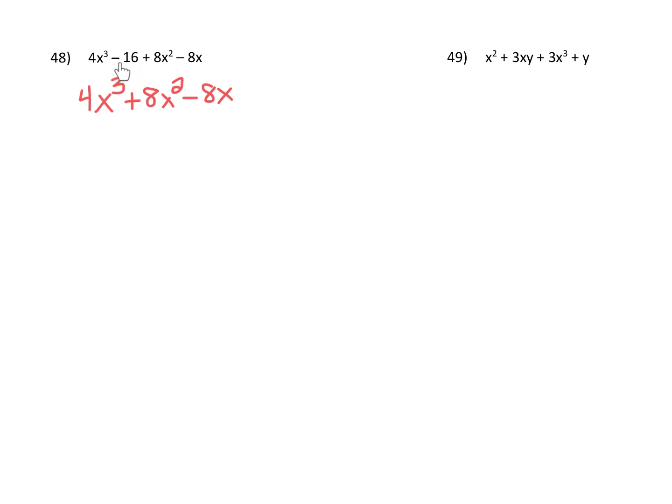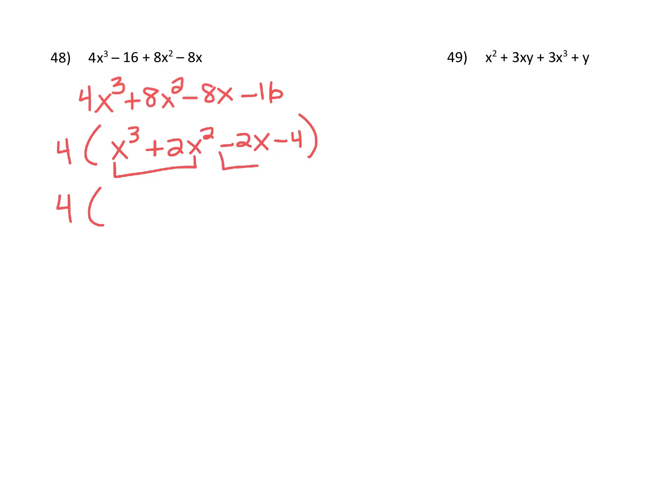It really means negative 16x to the 0 power, right? If you want to look at your exponents, x to the third, x to the second, x to the first, and this would be x to the 0. So I'm going to write minus 16. Okay, and then from here, we're going to again factor out that 4, which leaves me with x cubed plus 2x squared minus 2x minus 4. And then this 4 comes down, and we're going to jump into grouping.